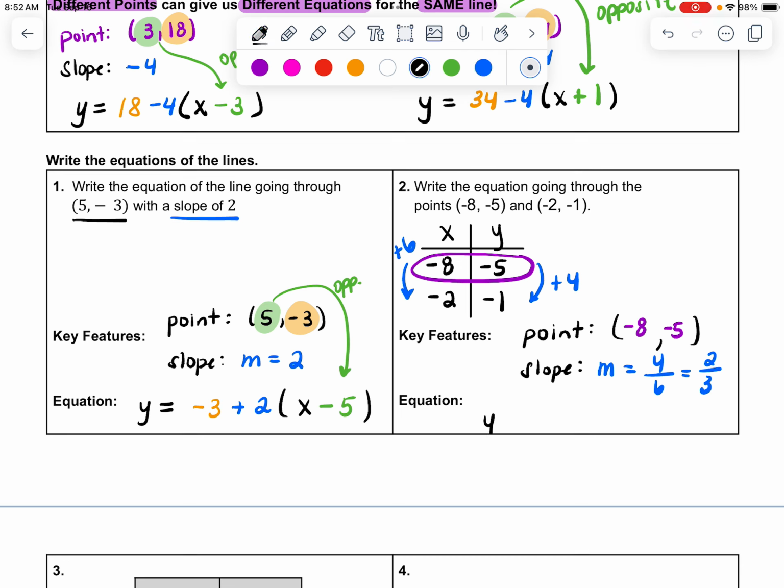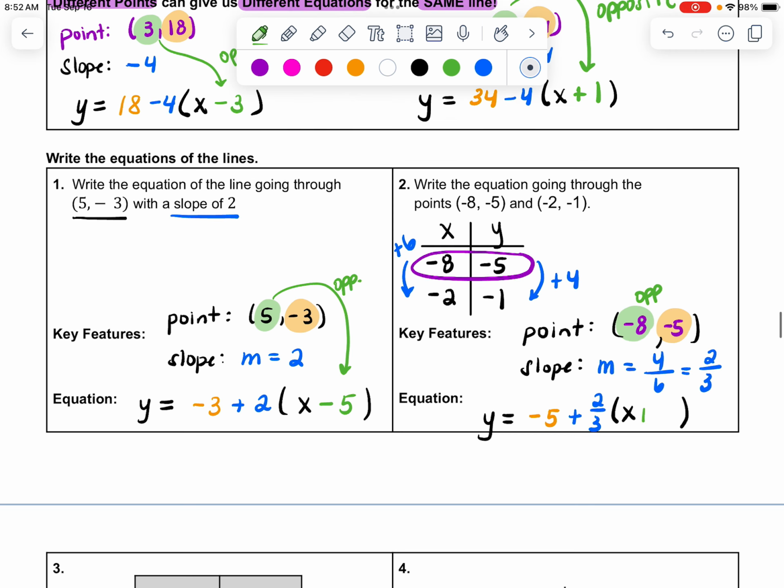Now I'm going to have y =, and then I'm going to write down my y value, which is -5. And then my slope number, which is 2/3, and then (x, and then my x number. Now remember, the x number needs to be the opposite. So instead of writing -8, I'm going to write +8. And I'm done.